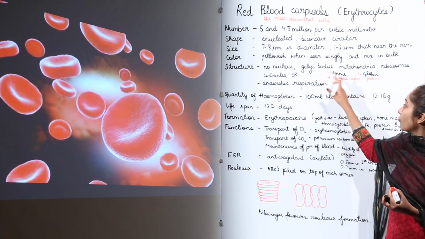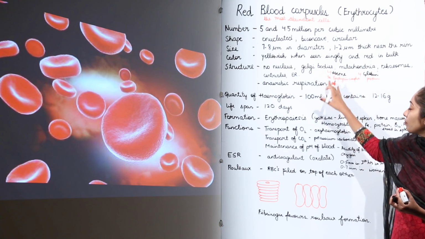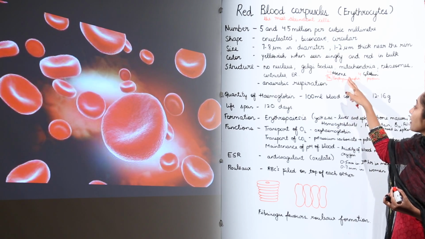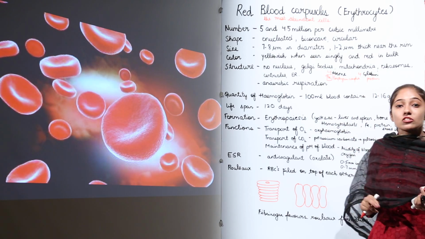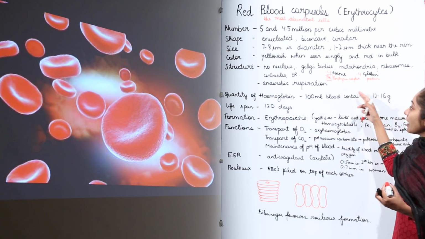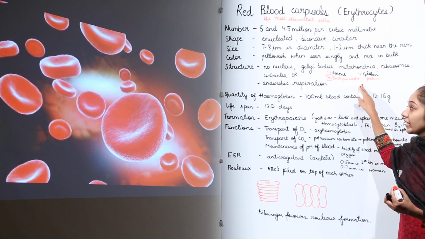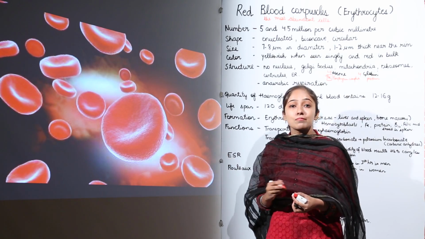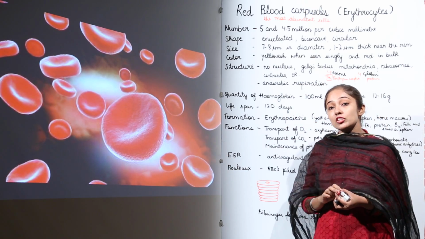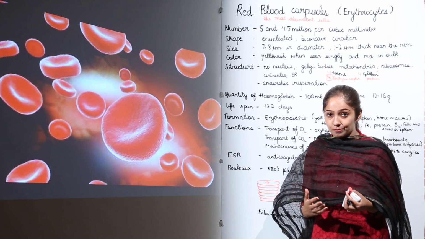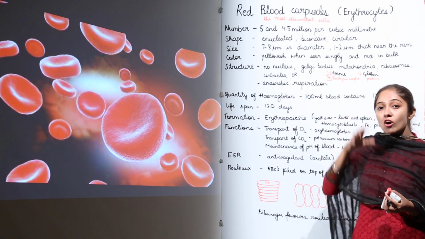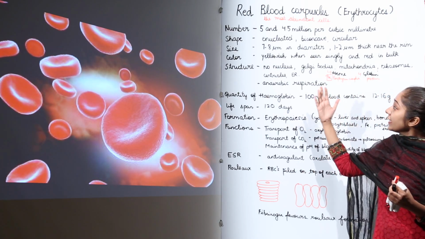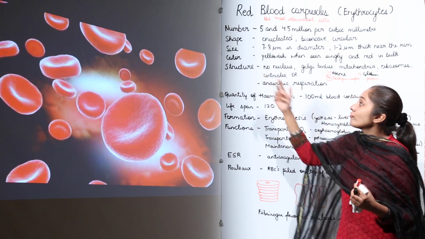So 4 heme molecules, which are iron porphyrin complexes, meaning they have iron in the center, combine with 4 globin molecules, which are proteins. They form hemoglobin, and this hemoglobin is the pigment which provides the red color to the RBCs, and it is the main pigment which transports oxygen. Hemoglobin combines with oxygen to form oxyhemoglobin.